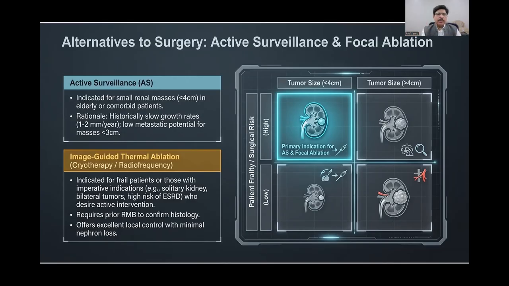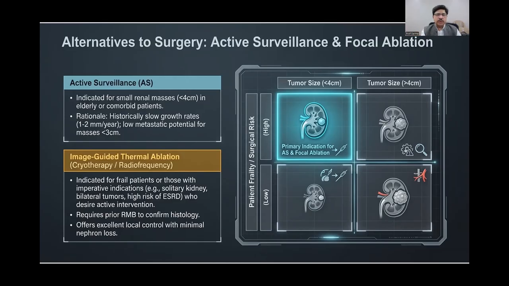The second one is image-guided thermal ablation, indicated for very frail patients and those with imperative indications: solitary kidney, bilateral tumors, high-risk end-stage disease, who desire active intervention. It requires a prior renal biopsy to confirm the histology.